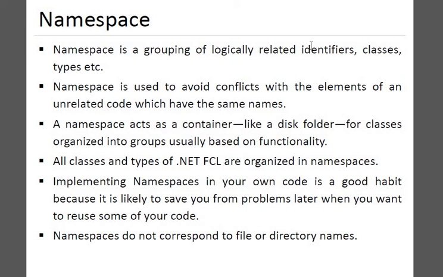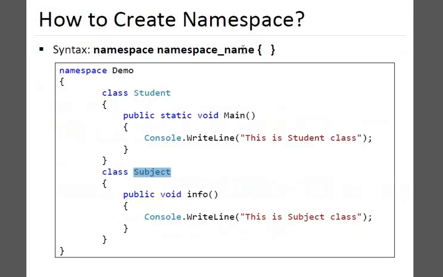Now we will understand how we can create a namespace and how we can use the created namespace. So here is the example of how to create a namespace. It's a simple syntax. You have to remember that namespace is a keyword in .NET, and after it comes the name which you want to define, then the opening bracket and closing bracket. In between you can write your code.